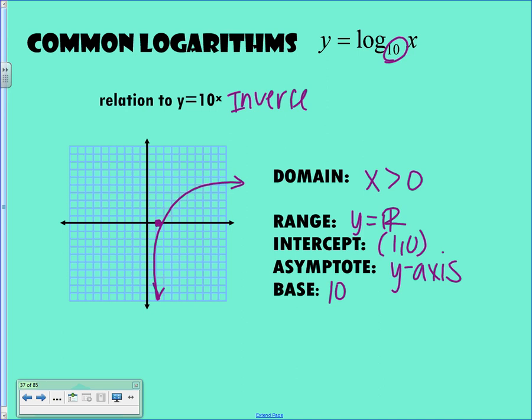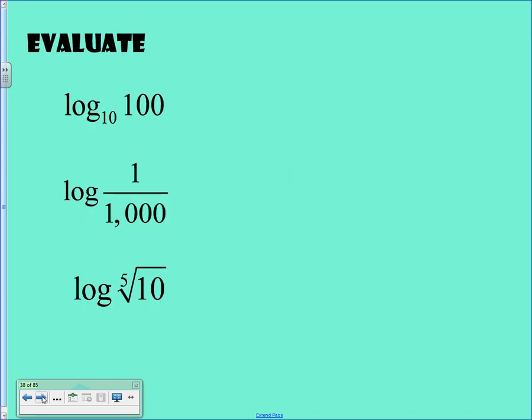So let's go ahead and see what some of these problems look like. These are going to be no calculator type problems because we are going to evaluate them. If I have log base 10 of 100, what this really means, because they are inverses, is 10 to what power equals 100.